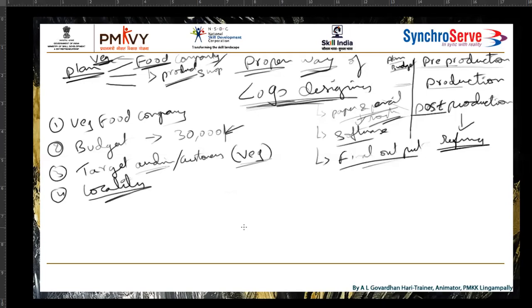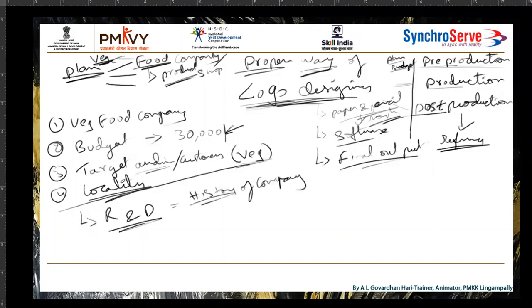And next, our task is to design the logo for this. So we have to do some R&D, meaning research and development. So how do we start a research? First of all, we'll be discussing the history of the company. Whether it's an old company, or it has had a very major success in past years. So we'll be discussing all these things.